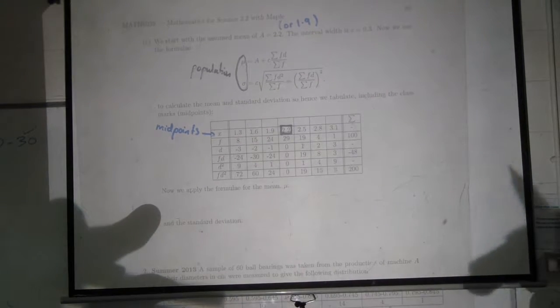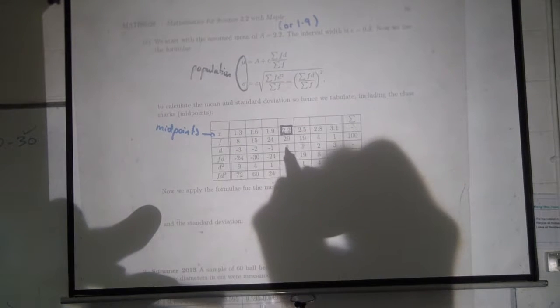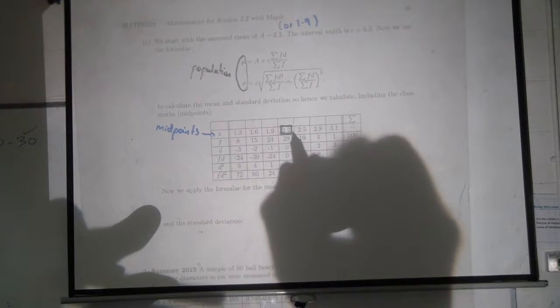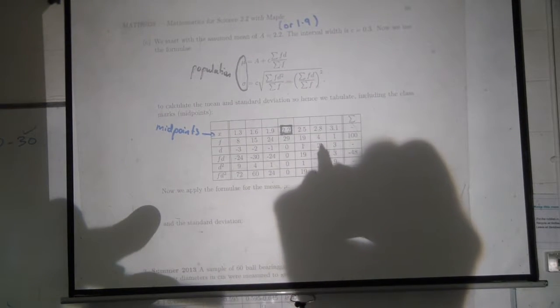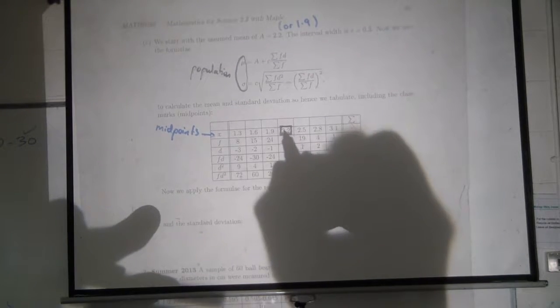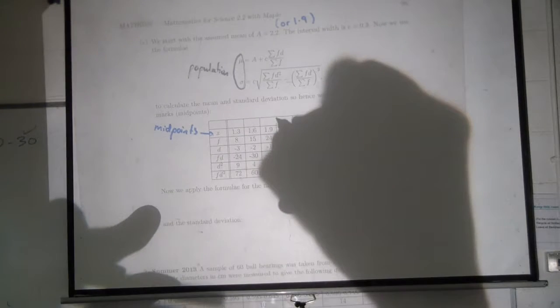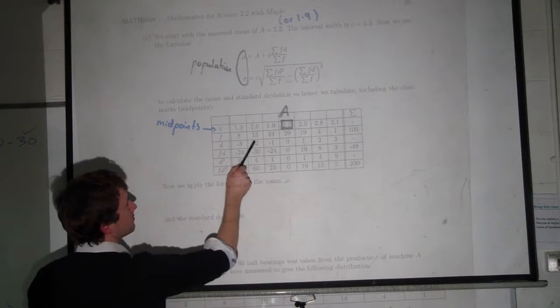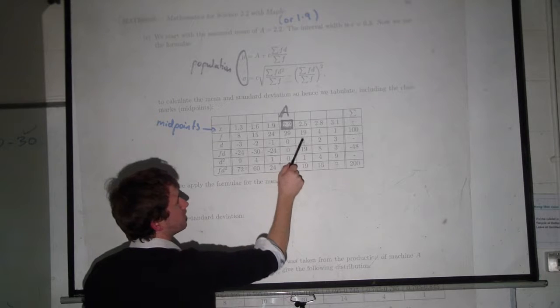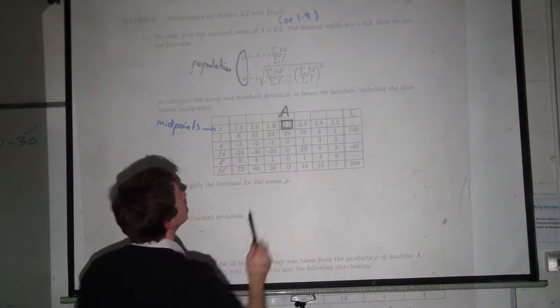The F's are there. Now the D's, so the ones that are bigger, this is +1, 1 bin away, 2 bins away, 3 bins away. This one is -1 back, -2 back, -3 back. Now I just calculate what else I need. I need F by D for each row.